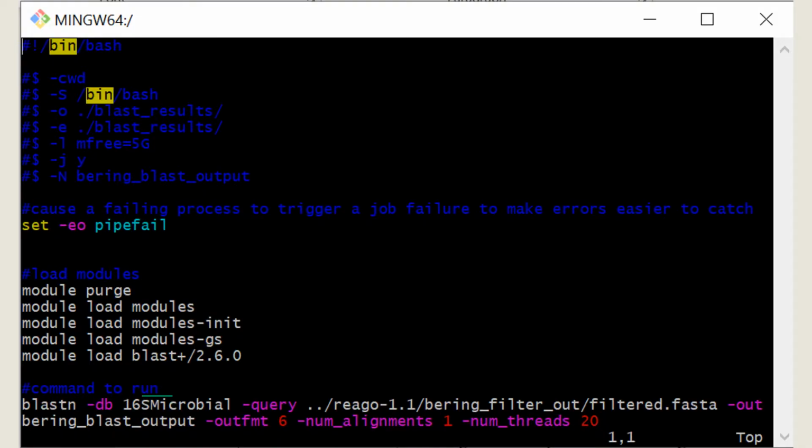The user must provide the database to compare to, the query or file of unknowns, the name of the output file, the format of the output file, and the number of threads to run the process on. This output file contained one hit for every unknown sequence, indicated by a GI number. A GI number is a number assigned by NCBI and is unique to a sequence record.